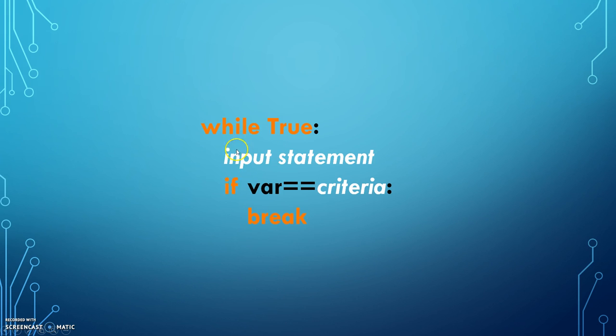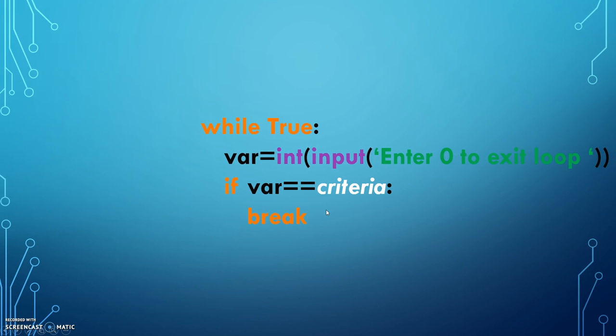So while this loop is going, anything indented under it is going to be executed constantly until we hit a criteria that we set to break it. So let me show you how this works. In this case, we're going to make our input statement, once again, var, for just a generic variable. And we're going to ask them to enter 0 to exit the loop. We're going to take that input, turn it into an integer, and put it in var.